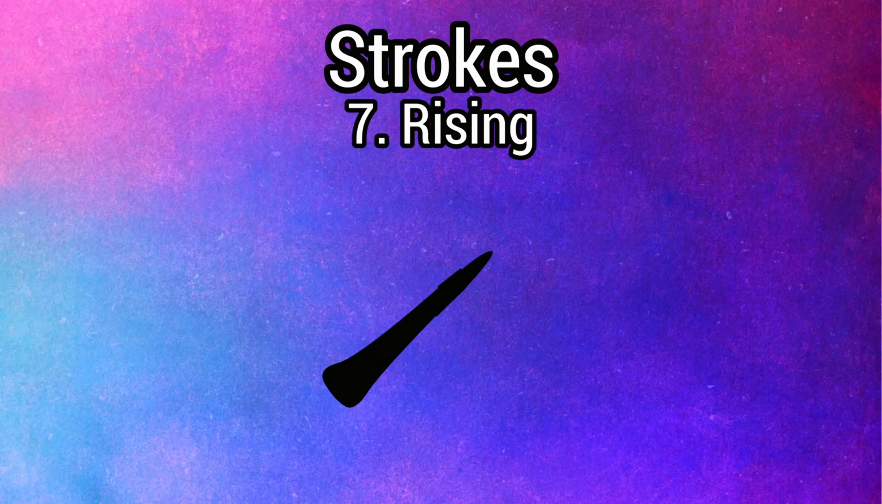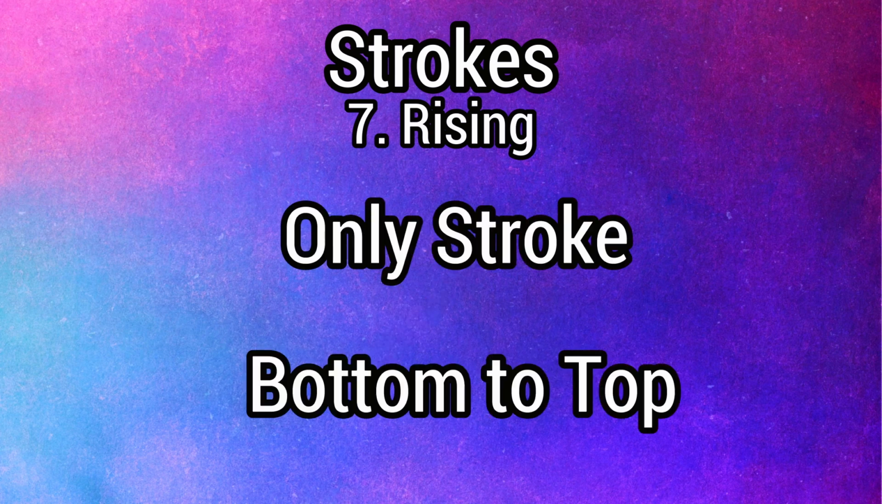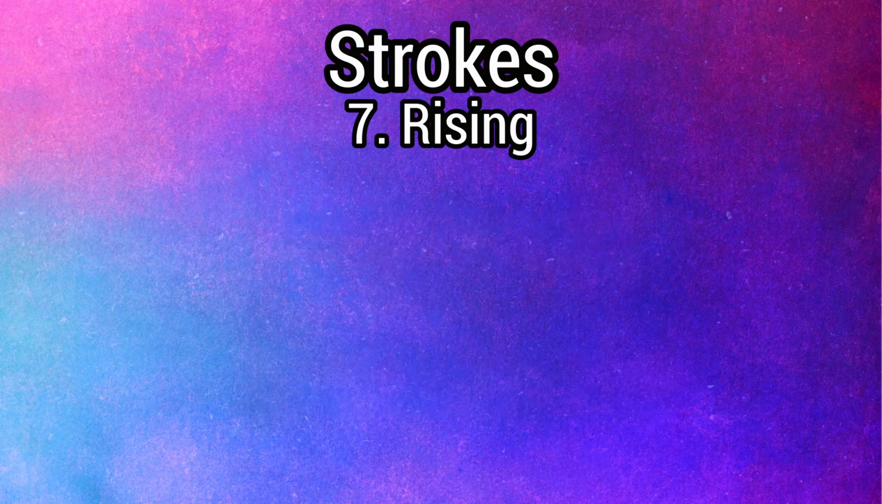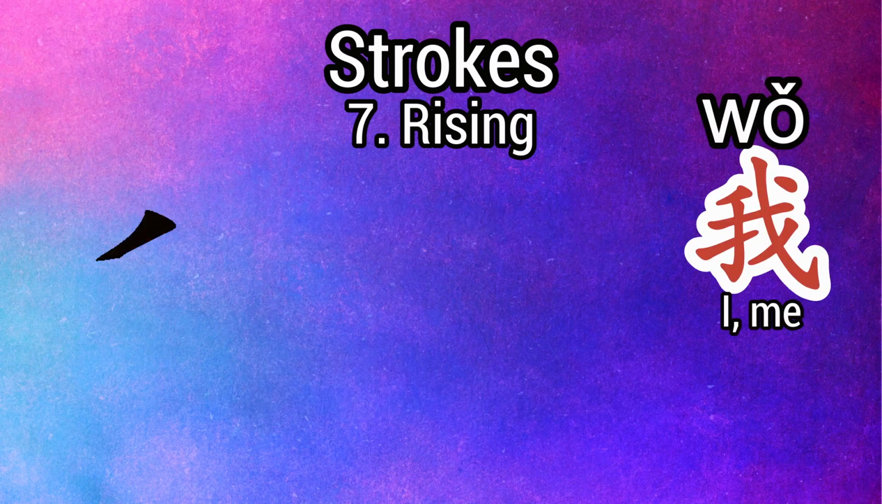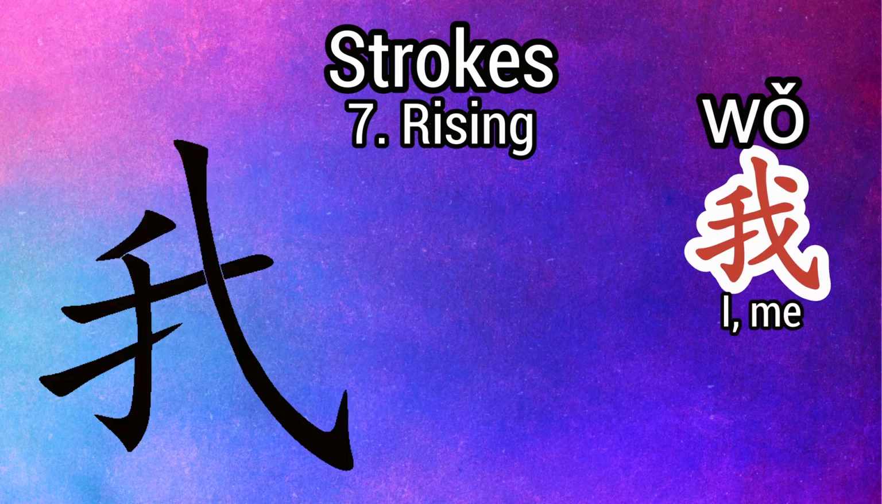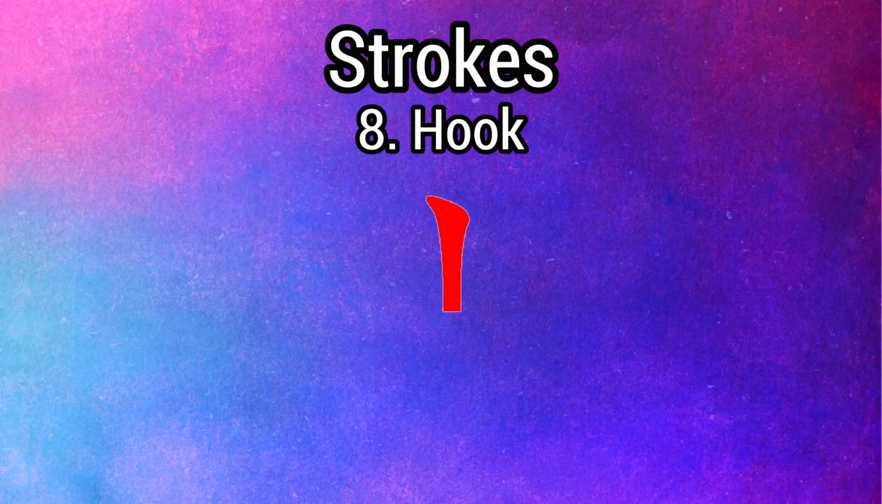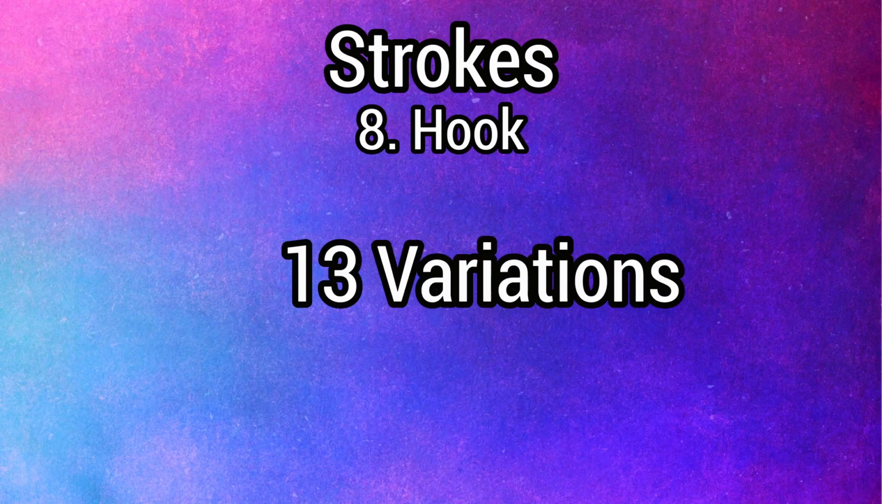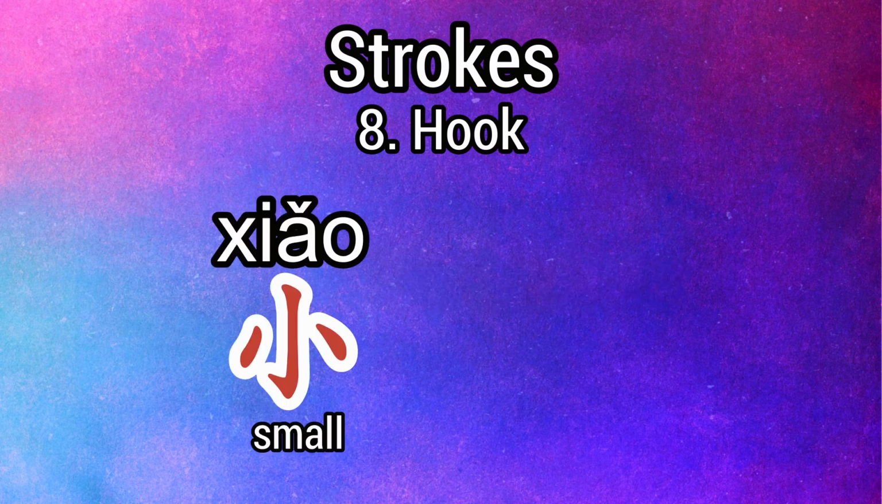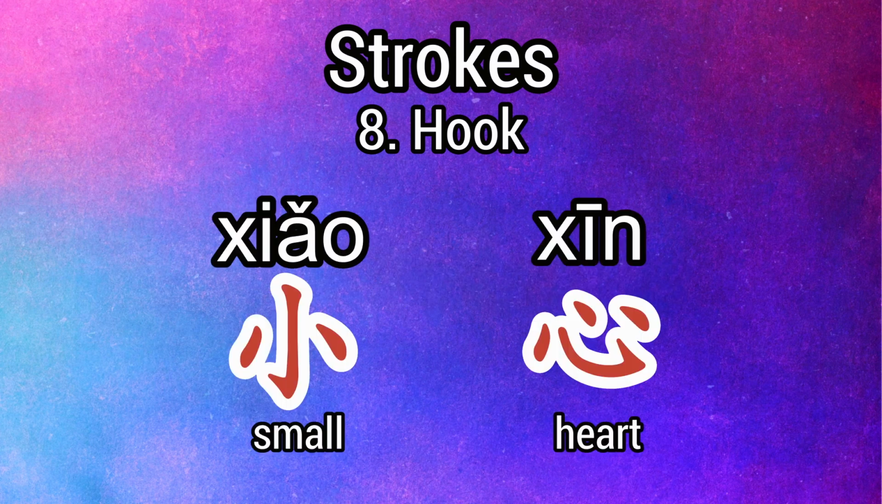7th, rising. This is a very special stroke because it's the only stroke that you write from bottom to top, because the name is rising, isn't it? Let me give you an example. The character 我 also has the rising bit. The last one is hook. This stroke has the most variations, about 13 of them. For example, the hook in 小 and 心 is totally different.